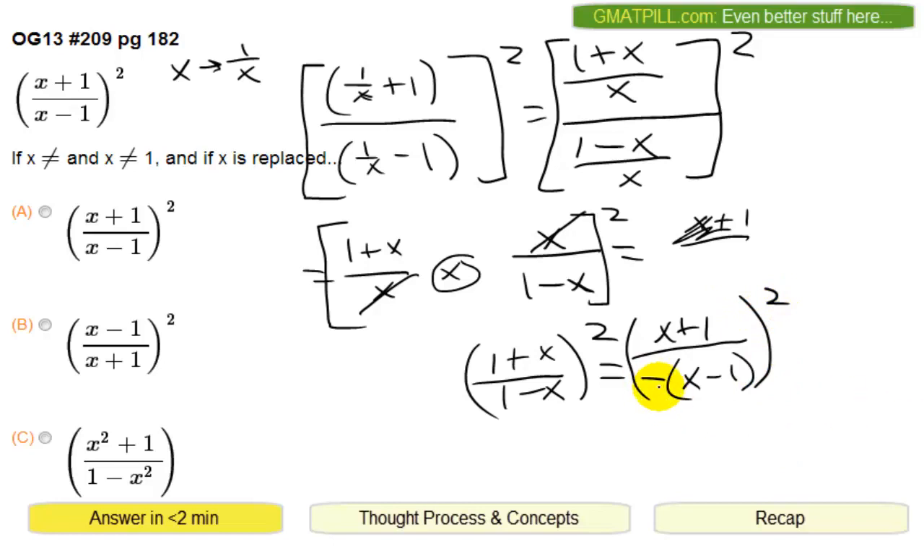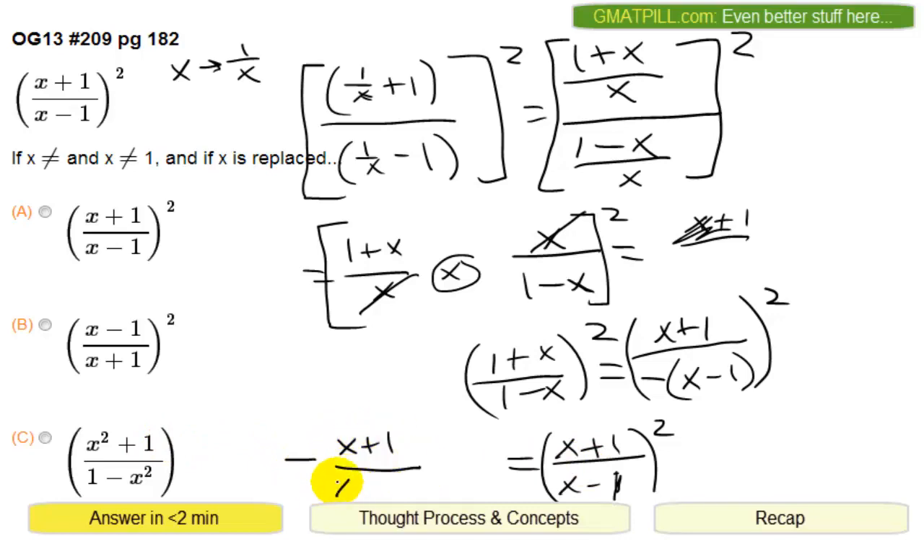Well, notice this negative sign is effectively for the entire expression. So what happens when you have a negative expression that's squared? Well, it's basically the same expression squared. So this is effectively the same as just keeping everything the same except removing the minus, right? So then this expression is the same as this, and I'll write it out clearer here. That's basically x plus 1 divided by x minus 1, this quantity squared. So x plus 1 over x minus 1 squared, and that's answer choice A.